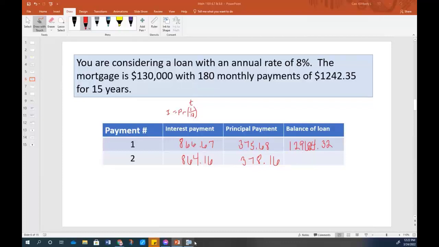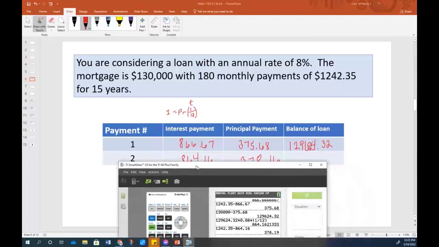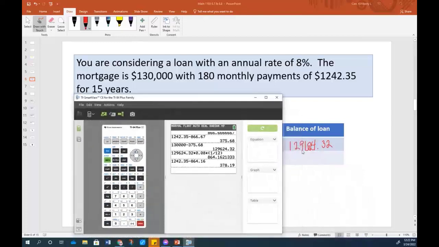And that's my new principal payment. Of course, now I need a new balance because now I've paid down my balance. So I've got to take this $962.32 minus my new principal payment, $378.19. And now my new outstanding balance is $129,246.13.